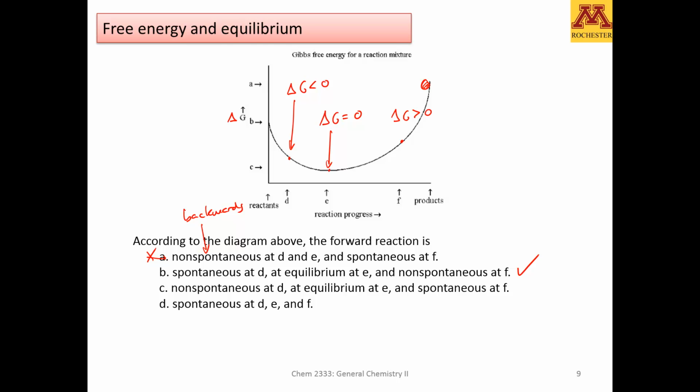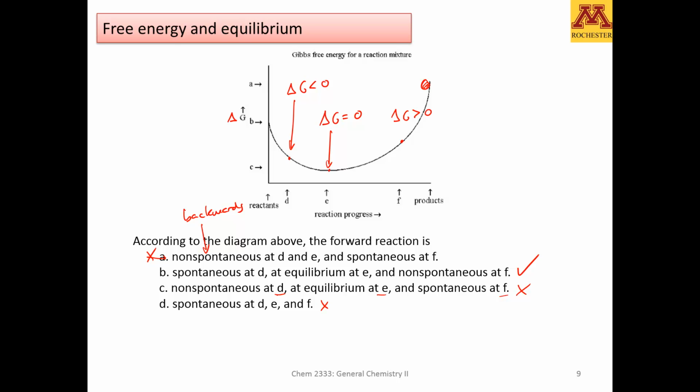Let's see if there's another one that we can see correct. Non-spontaneous at D? Well, no, because at D it's actually going to go forward. That is, it's going to be spontaneous. Equilibrium at E, that's correct. But spontaneous at F, no, that's not correct. Spontaneous at D, E, and F, well, that's not correct either.